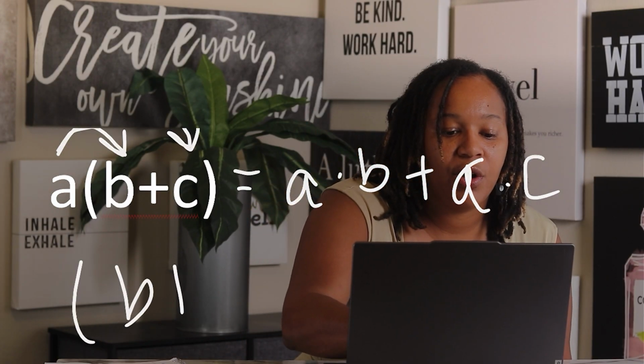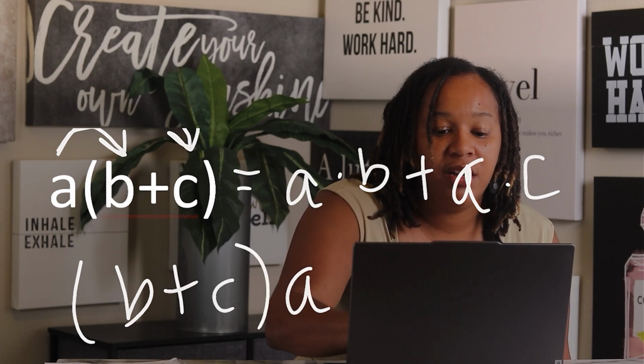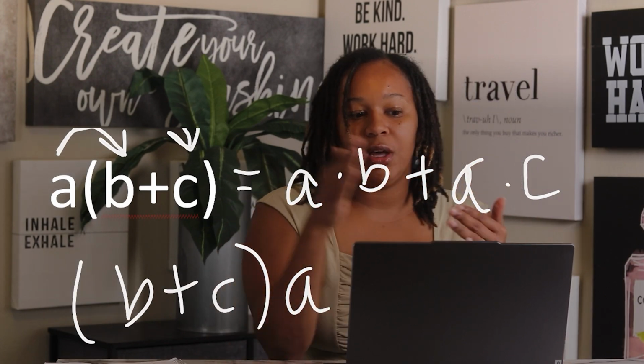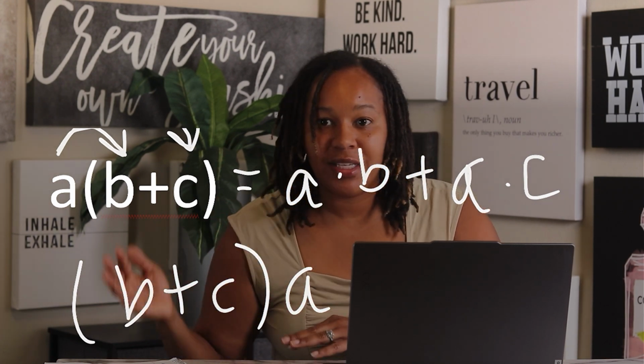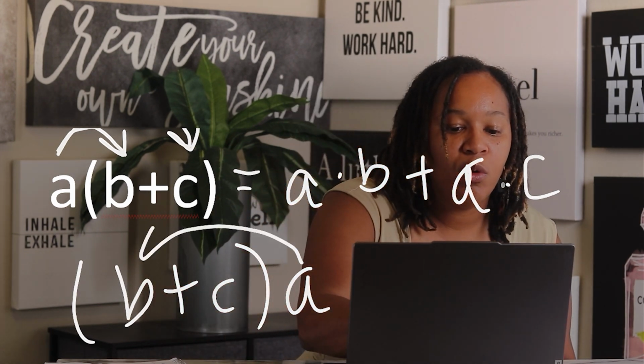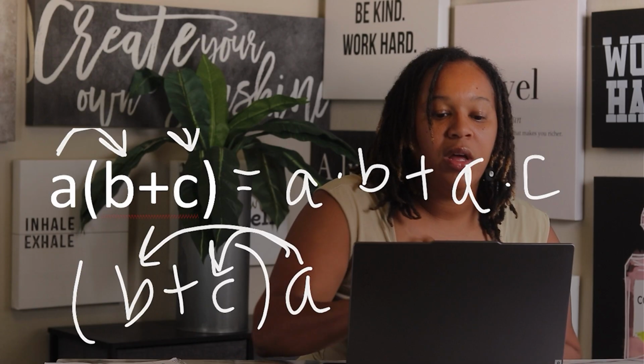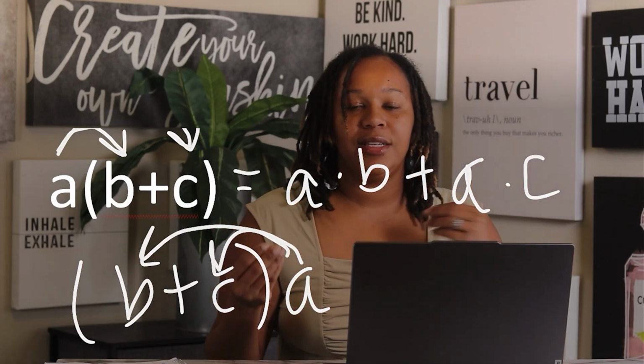And it doesn't matter what side the number or variable is on. So even if it's on the outside like this, B plus C times A, if it's on the right side, you will still do the same thing. You will multiply that A in and multiply by the B and the C. Okay, so let's look at some examples.